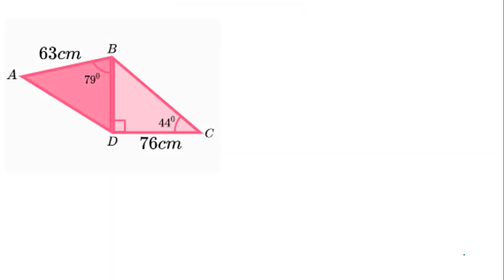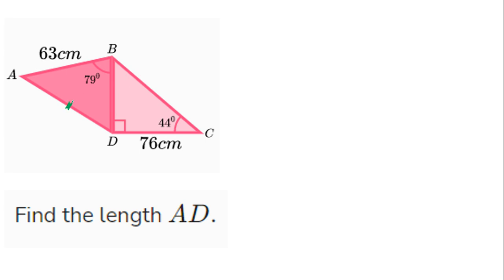Today's question is this: a shape that is made from two triangles, one is ABD and one is BDC, and overall it's ABDC. As you can see, AB is 63 centimeters and angle B is 79 degrees, DC is 76 centimeters and angle C is 44 degrees. The question says find the length of AD. So this is the length that they're talking about, the length AD. This is what we gotta find.